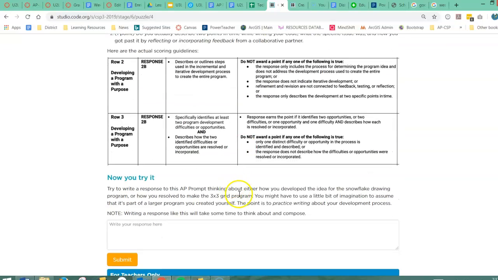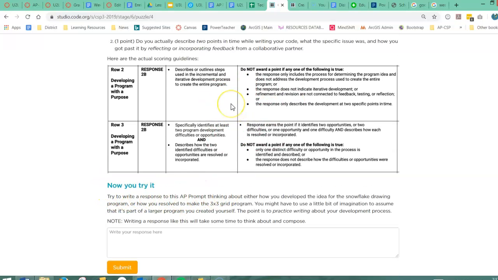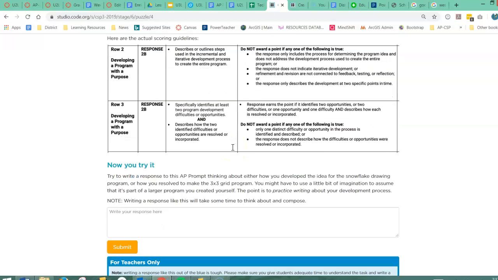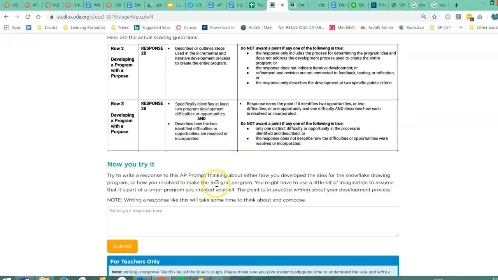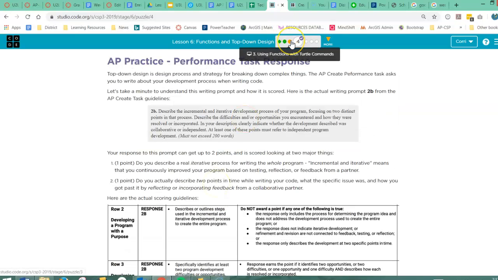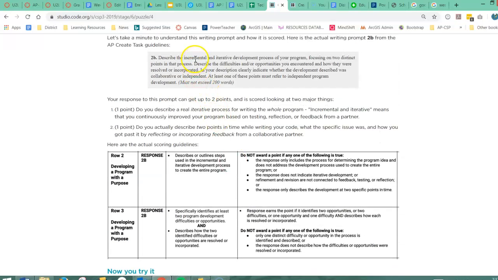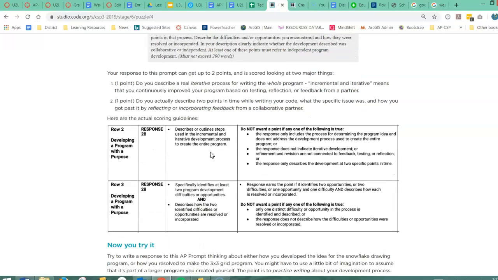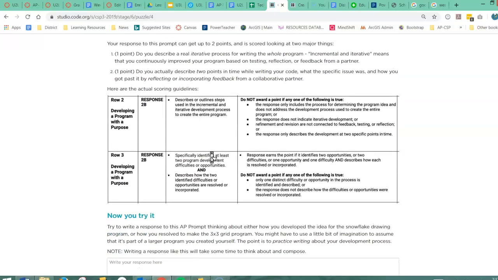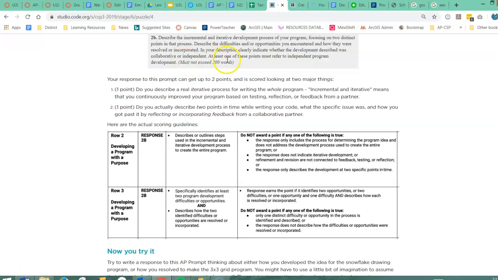So now what you're going to do is apply this particular prompt to the 3x3 grid that you will have created in the previous bubble, the functions with the turtle command. So think about, how did you break down that problem? What was your developmental process there? How did you iterate and build the step-by-step of that particular grid? And then what issues did you have while you were doing it? What opportunities did you find? And you're going to try and put that together in less than 200 words.